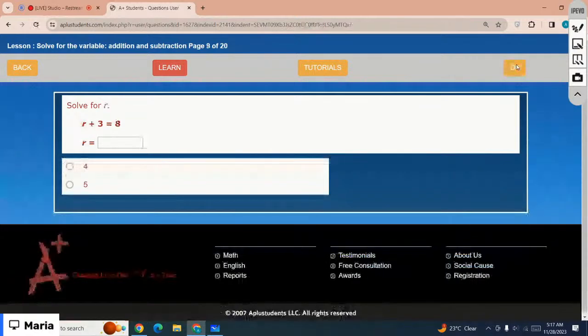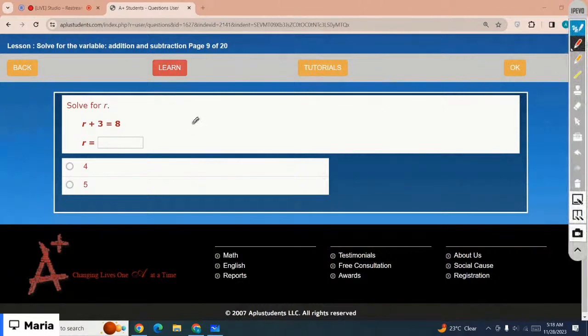Okay, solve for r, which is the correct option. You need to subtract 3 from both sides because opposite to addition is subtraction. You need to isolate the variable r. Yes, very good. You have to subtract 3 from both sides, so that would be 3 minus 3. Here you are left with r, and 8 minus 3 is 5. So the correct option is 5.